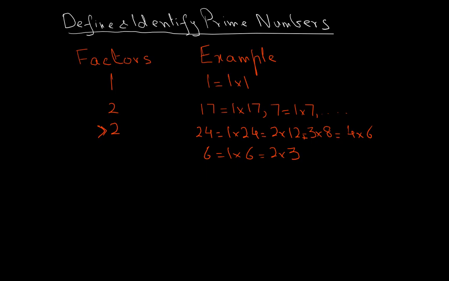And there's a unique number which has infinitely many factors. That's the number 0, because you can think of 0 as 0 times 1. You can also write it as 0 times 2, 0 times 3, 0 times 4, and so on and so forth. So it seems to have infinitely many factors.